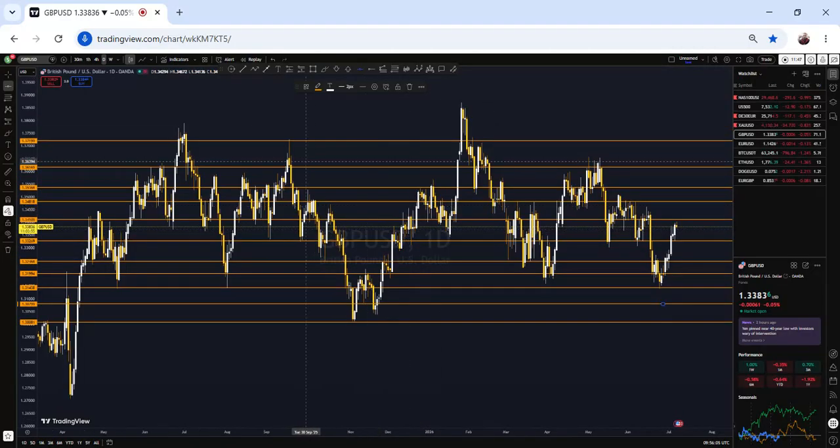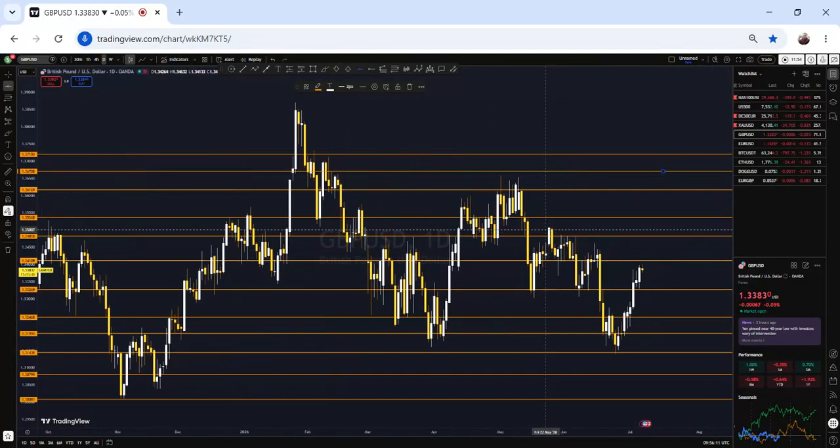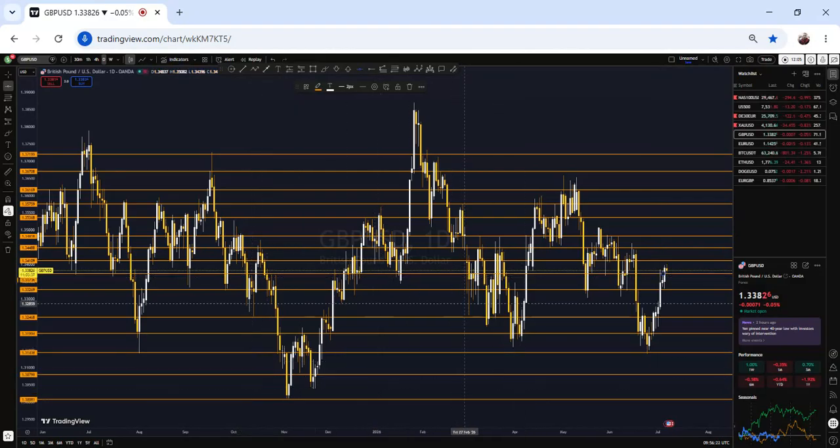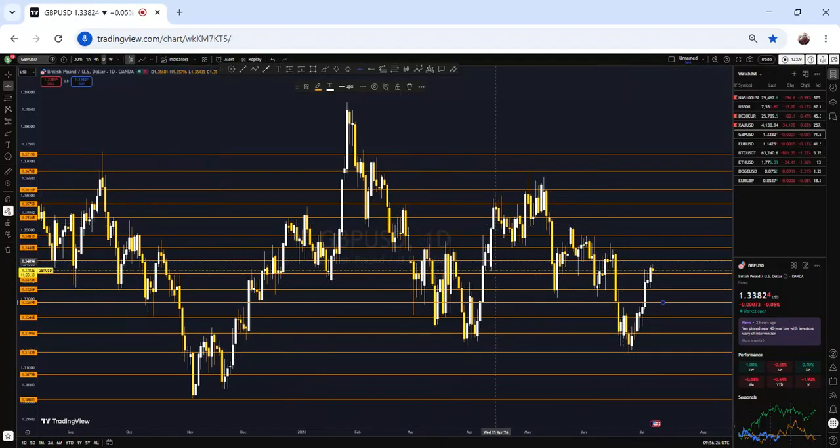So you can see there's a resistance here and there's a support here and there's also resistance here. So that's the way I select these support and resistances for future references and trading. I think I'm done here now.